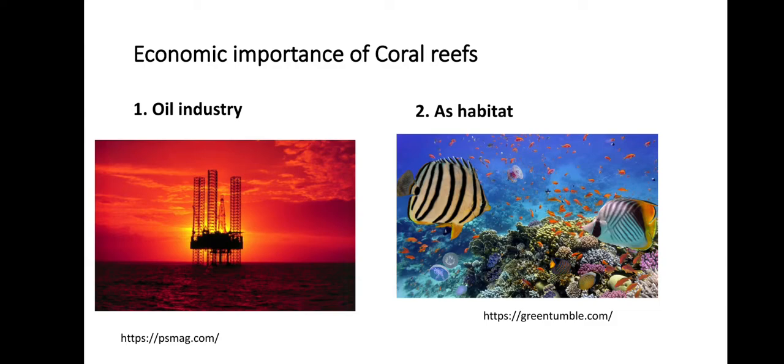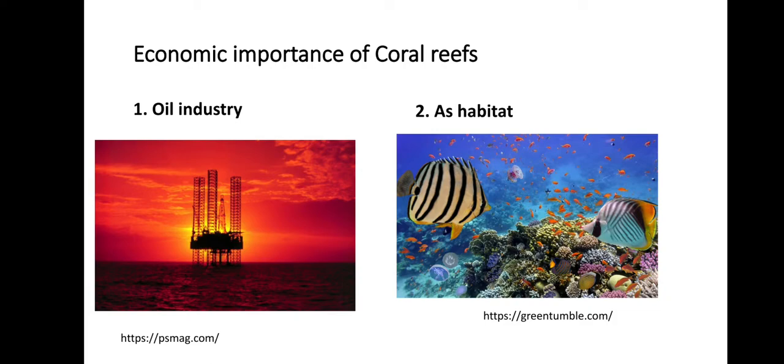Okay, the second importance is as a habitat. Coral reefs play a very important role in the aquatic ecosystem, because they are the habitats for many other animals. For both flora and fauna, they are the habitats. So they provide a surface on which different animals can live. There is some kind of mutualism between the other animals and the corals of the coral reef. And most of the wonderful varieties of fishes are found in those areas where there are coral reefs.